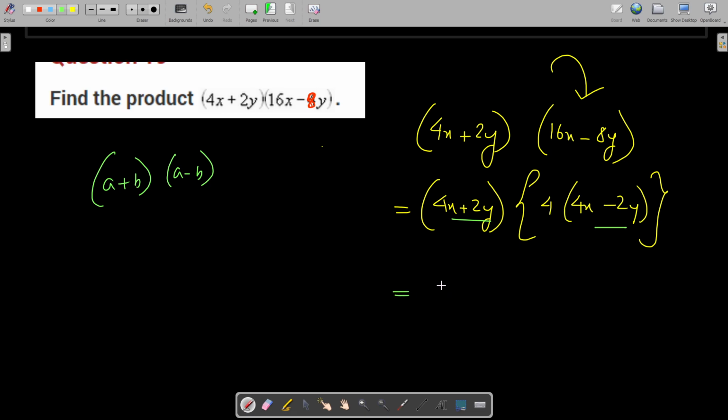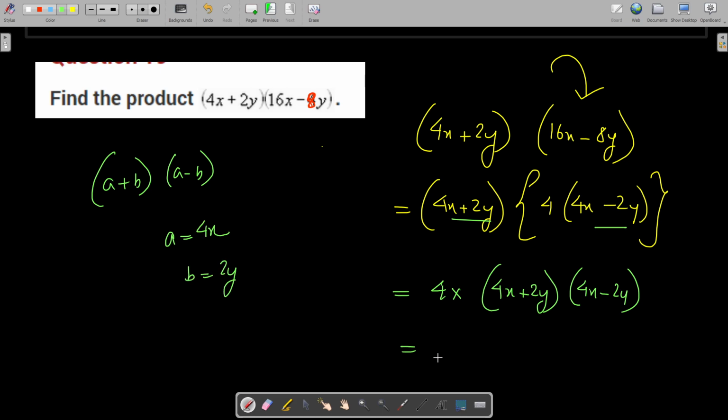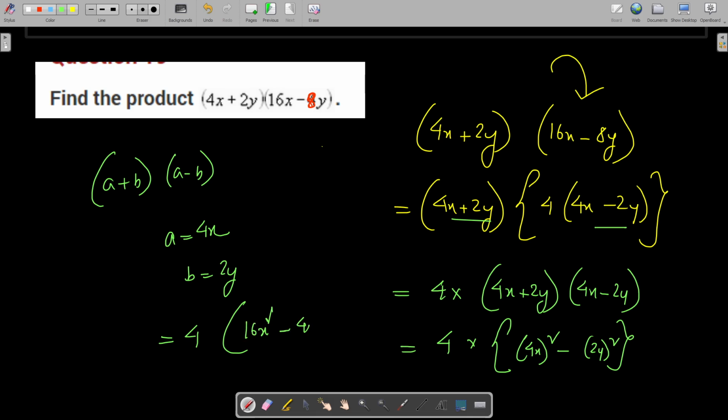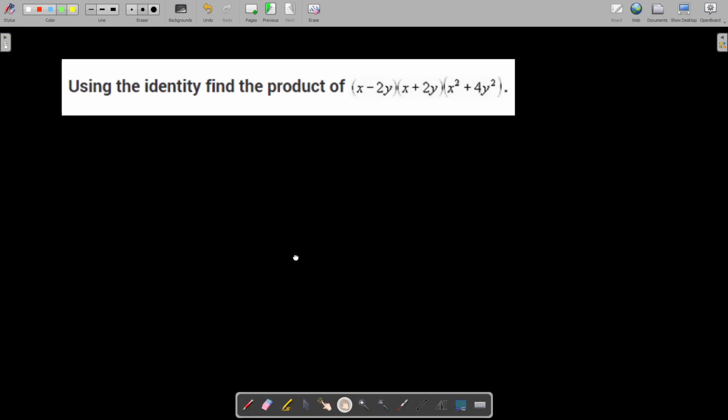Okay, now what I'm going to do, I'll take the 4 outside. Then we have 4x plus 2y into 4x minus 2y. So now it's the a plus b into a minus b formula. What's a? It's 4x. What's b? It's 2y. So what will be the answer? It will be 4 into (4x whole square minus 2y whole square). So what will be the value for this? It will be 4 inside bracket, it will be 16x square minus 4y square. It's very easy. Let's try a different question.